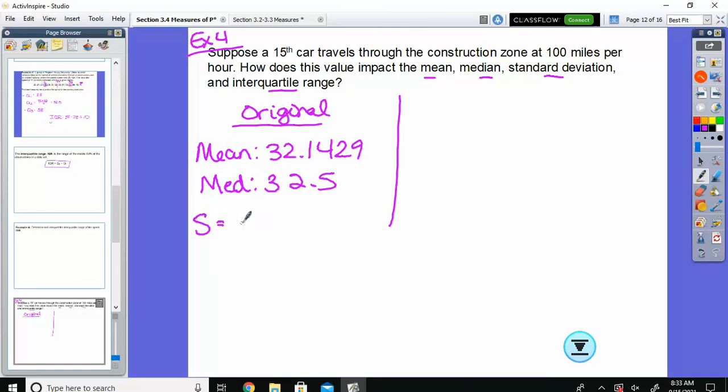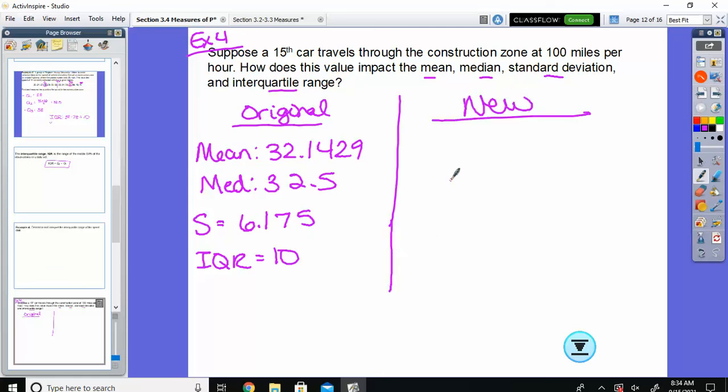I asked for the standard deviation, so that's my S. Interquartile range, which we've already found, just quartile 3 minus quartile 1, was 10. So now let's do this with our new data. Go back to your Stat, Edit, and just go to the bottom of your list and add in a 100 for your 15th value.